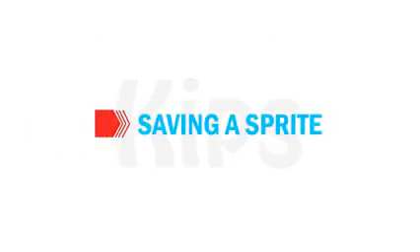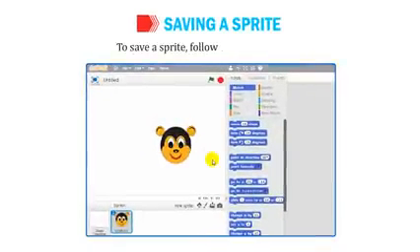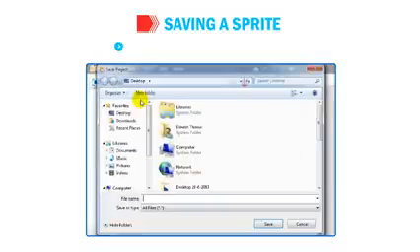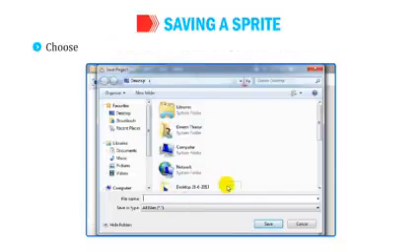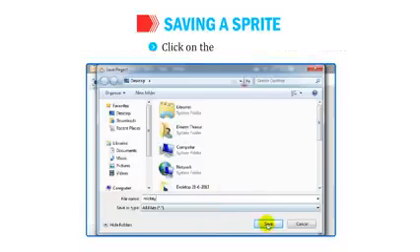Let me tell you how to save a sprite. To save a sprite, follow the given steps. Click on the File tab and select the Save option. The Save Project dialog box will appear. Choose the location and type the desired file name in the File Name text box. Click on the Save button.